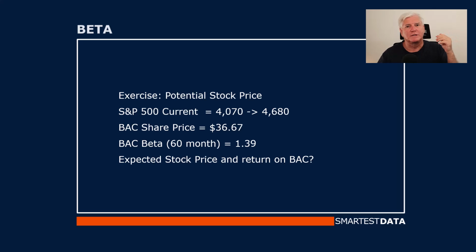Okay, so what's the potential stock price? The S&P, for example, is currently sitting at 4,070. By the year end, it goes to 4,680. For example, the Bank of America BAC share price is, say, 36.67. The BAC beta for 60 months is 1.39. So what is the expected price and the return on Bank of America if the index goes up 15% as I suggested?